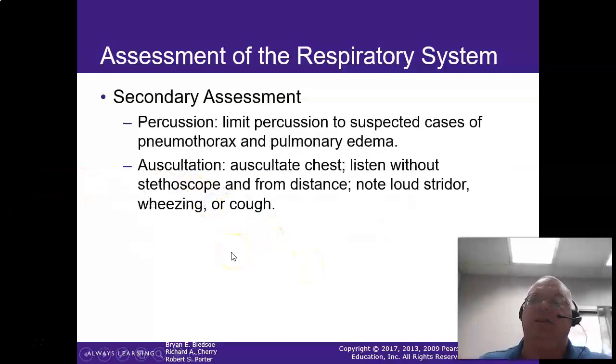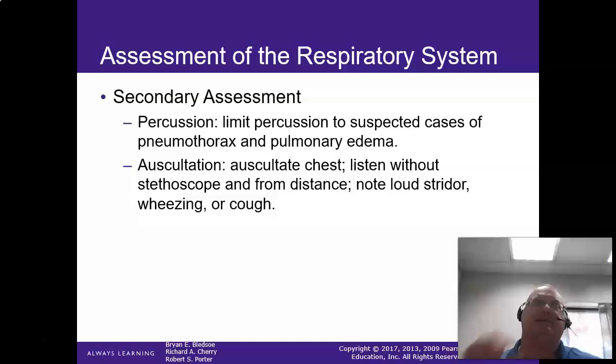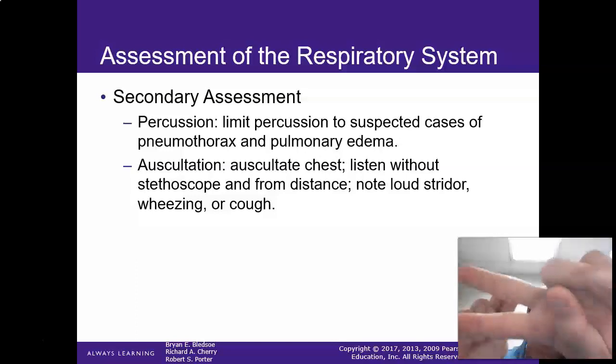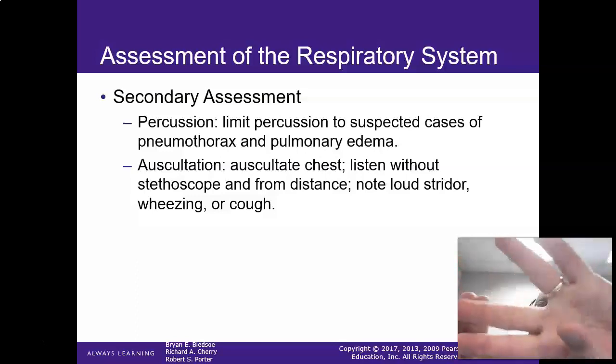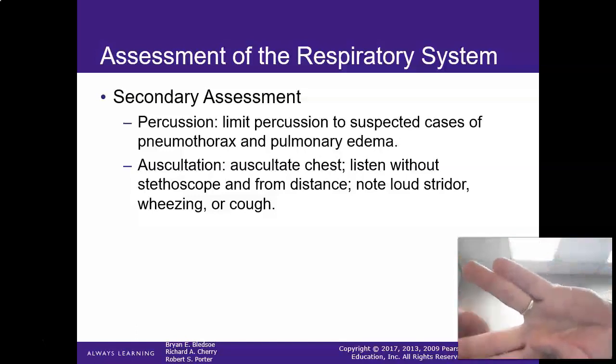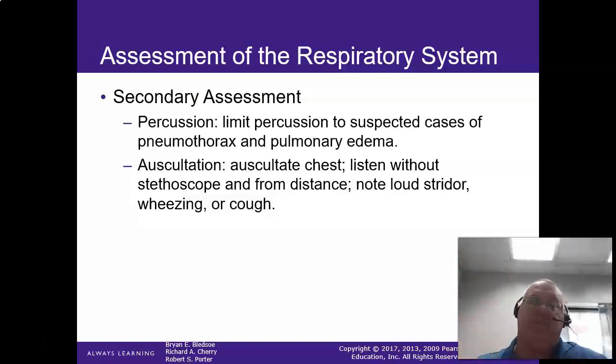Again, you can limit the percussion on these guys, but if I think that I've got a pneumothorax, again, I want to hit it, and I want to tap on it. Again, I usually spread the fingers. I usually spread these two, and I kind of thump on it. The reason that I thump is because if I hear a higher pitched sound, that usually means that, ooh, there's air trapped in there, okay?